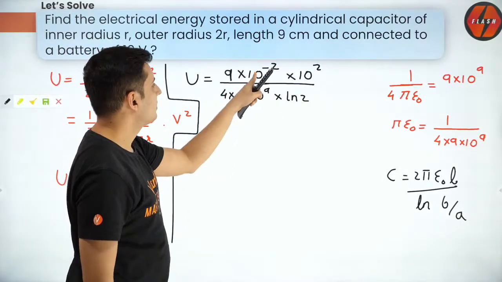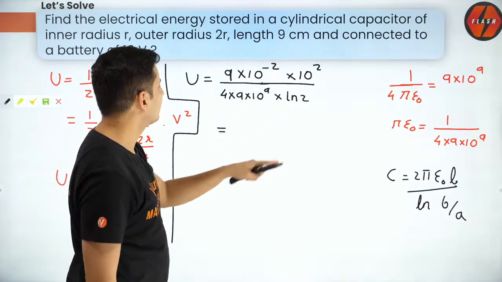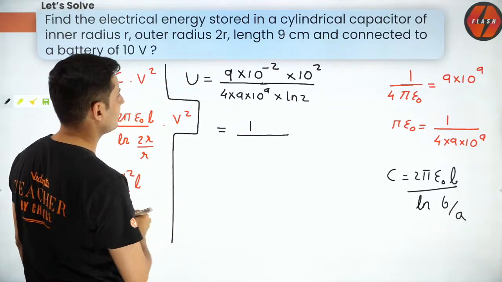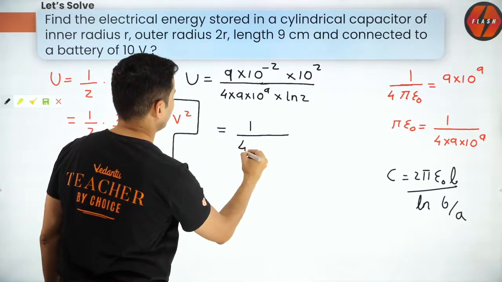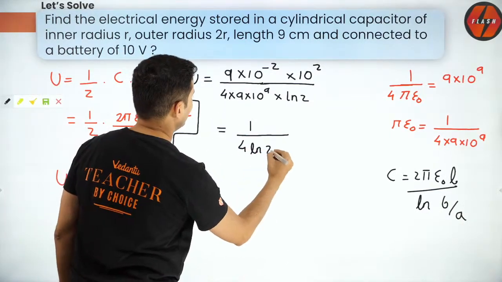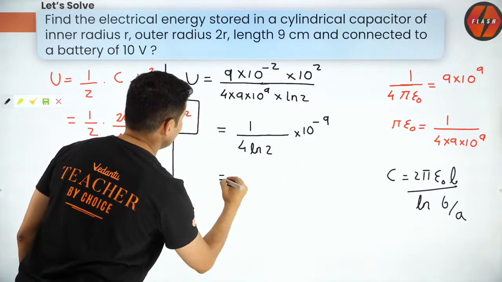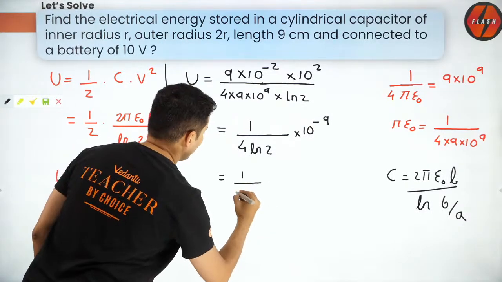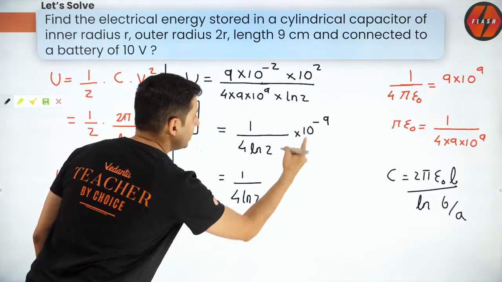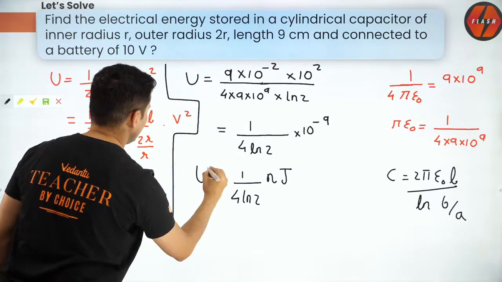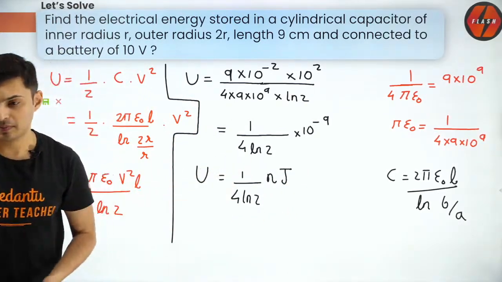9 cancels. 10 to the power minus 2 and 10 to the power 2 cancel. And you shall have 1 upon 4 ln 2 into 10 to the power minus 9. So you can just leave it like that: 1 upon 4 ln 2. This 10 to the power minus 9 is nano, so nanojoules. This much amount of energy is stored.